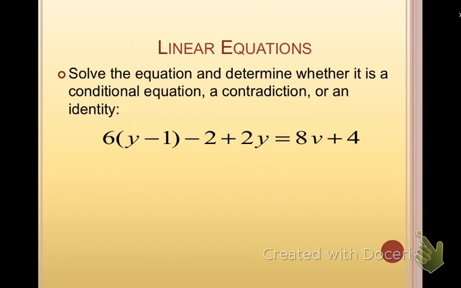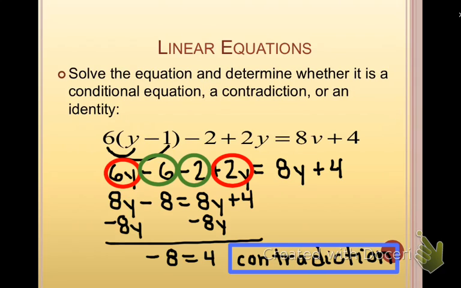Okay. Here's a challenging one for you to try. 6 times the quantity y minus 1, minus 2, plus 2y equals 8y plus 4. How'd you do on this one? This one was tricky. We had to distribute and then combine like terms on that left-hand side before we even thought about using the additive inverse properties and the properties of equality. Once you did so, though, you should find that this is a contradiction.